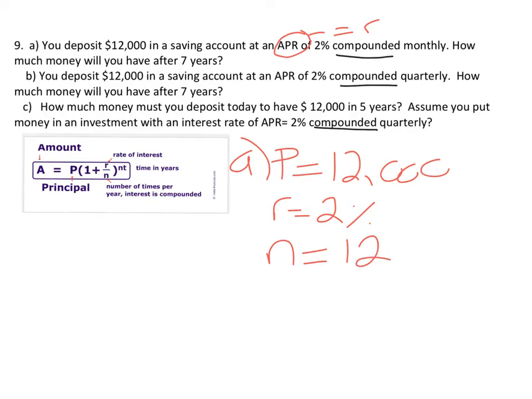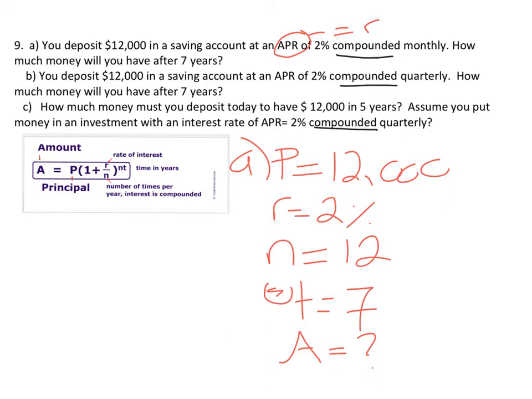How much money will you have after 7 years? So we see the 7 years. That's the time in years. It's going to be accruing interest for 7 years. So T equals 7. And what they're looking for is A. It says, how much will you have? That's how much money is there in the future. So that's the A that they're looking for.